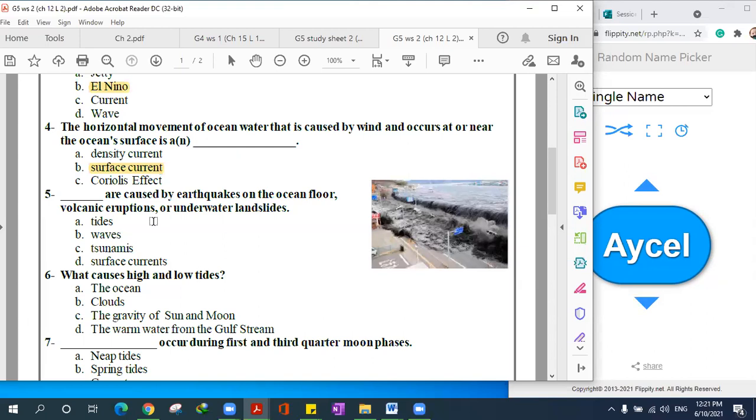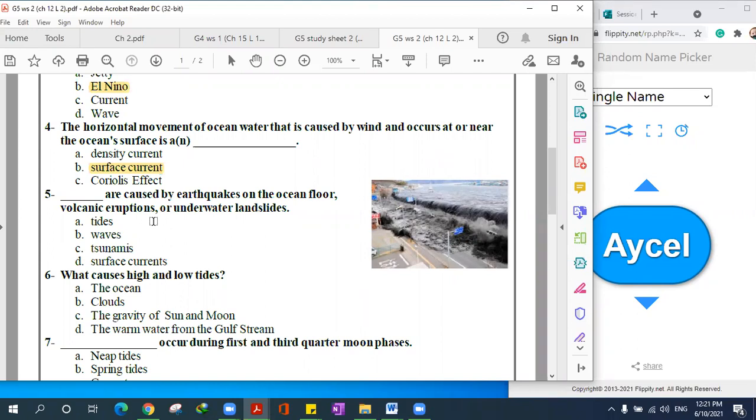Waves? Waves only? Like normal waves? Normal waves will be caused by earthquakes and volcanic eruptions, underwater landslides. Guys, give Aysel time. I told you, do not answer without permission. Guys, do I have to repeat this a million times? Please give Aysel her time and let her focus. Okay? Aysel, what do you think? Are you still sticking with waves?